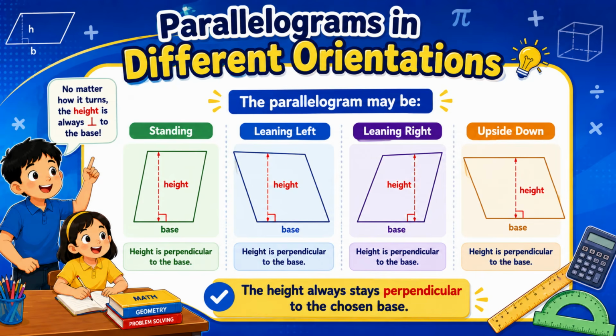The parallelogram may be standing, leaning left, leaning right, upside down. The height always stays perpendicular to the chosen base. Even if the shape is turned, the height never changes its meaning.